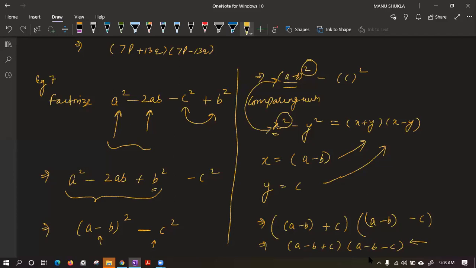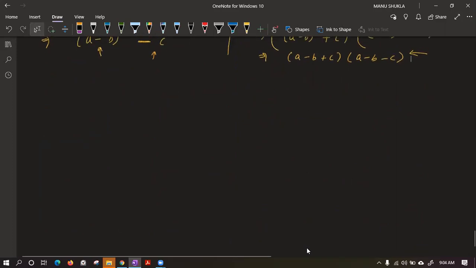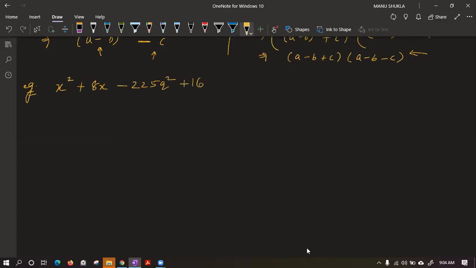Let us practice one more. Okay, let me give you an example. Please try this example: x square plus 8x minus 225 q square plus 16. Class, try to solve this question and tell me the answer.